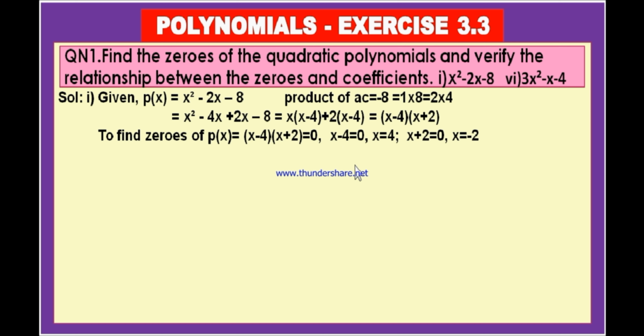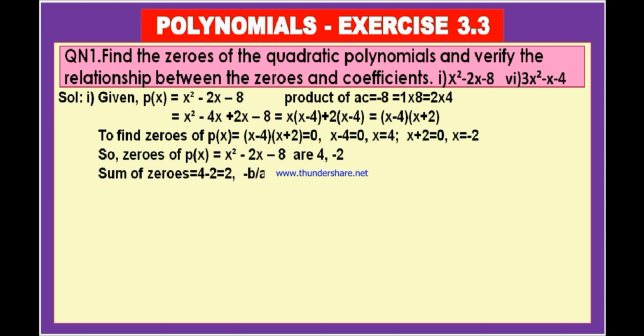Now we got two zeros. One zero is 4 and the second zero is minus 2. So the zeros of p of x is equal to x square minus 2x minus 8 are 4 and minus 2. Now let us find the sum of the zeros. One zero is 4 and the second zero is minus 2. Then what is the sum of the zeros?